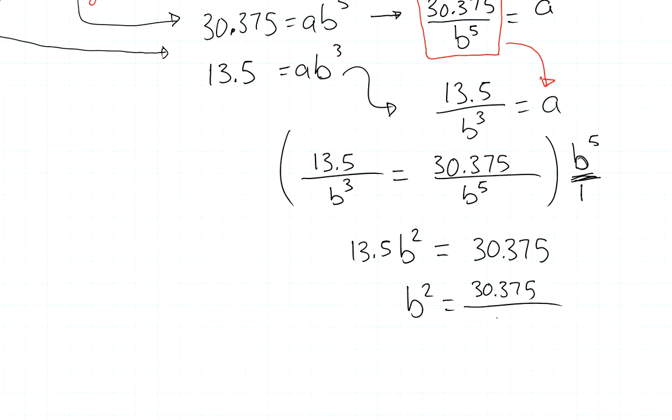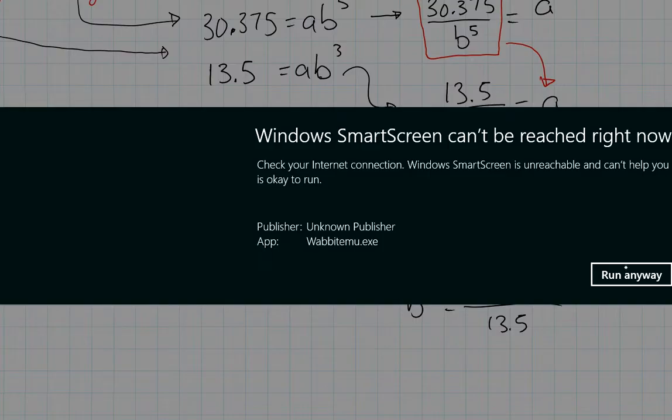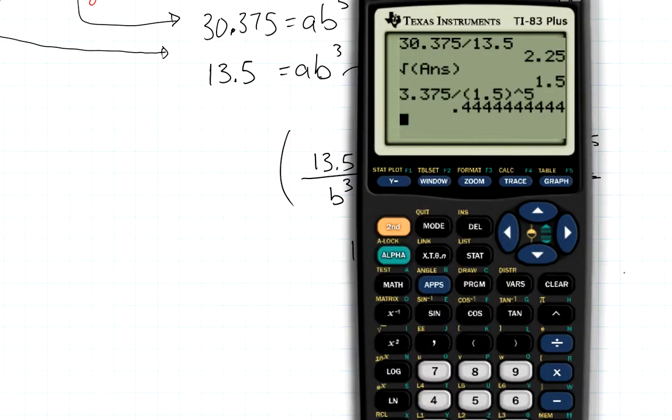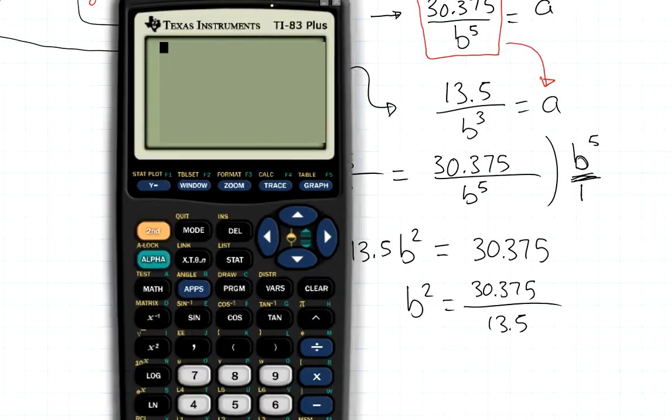30.375 divided by 13.5. And then to figure out what b is, we're going to take the square root of both sides of that. That will give me both the positive and the negative root, but because of this setting, I'm going to be using just the positive one. So let me grab my calculator. And with it up and running here, I need to clear this screen. So let's take a look at this.